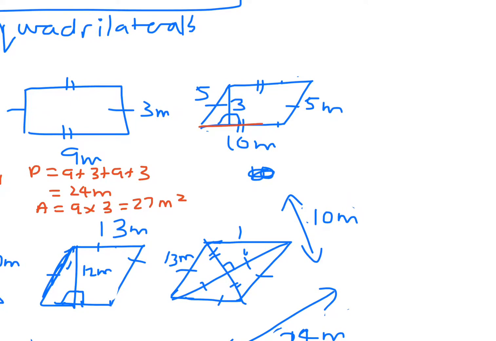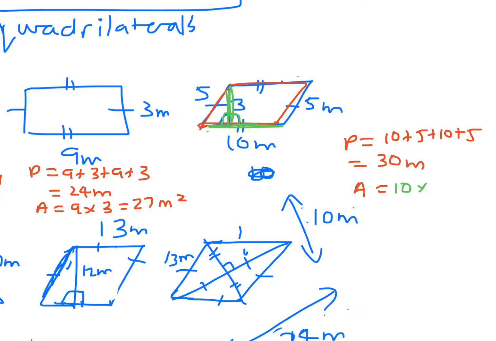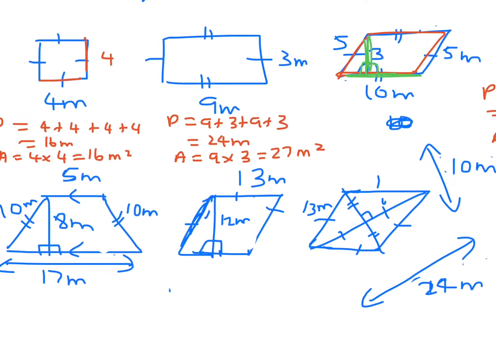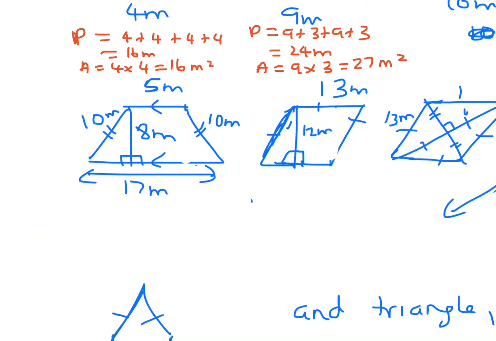Parallelogram, that's what this one is. So if I want the perimeter, you need to go around the outside, 10, 5, 10 and 5. So 10 plus 5 plus 10 plus 5, which is 30 metres. And now when you're doing the area you need to get the height and the base. So that would be 10 times 3, which is 30 metres squared. Make sure you get base and height.